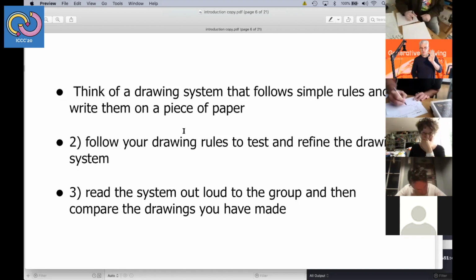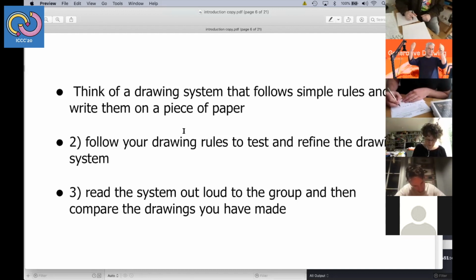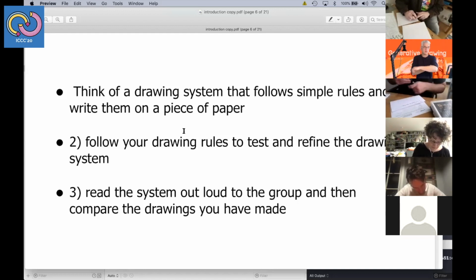So in sort of 4 minutes, I'll say, come on, okay, we're going to do it. And then we'll just go around and each person will read out the rules. We all draw, show what we've drawn. And then I want to go on to the next piece after that, if that is okay with everyone.